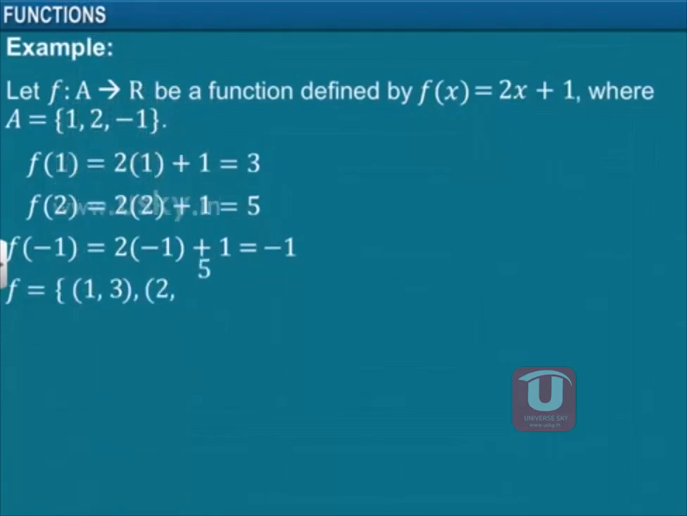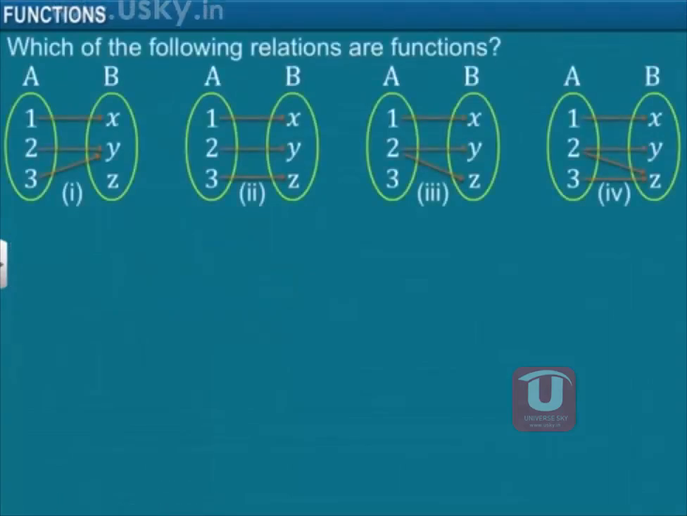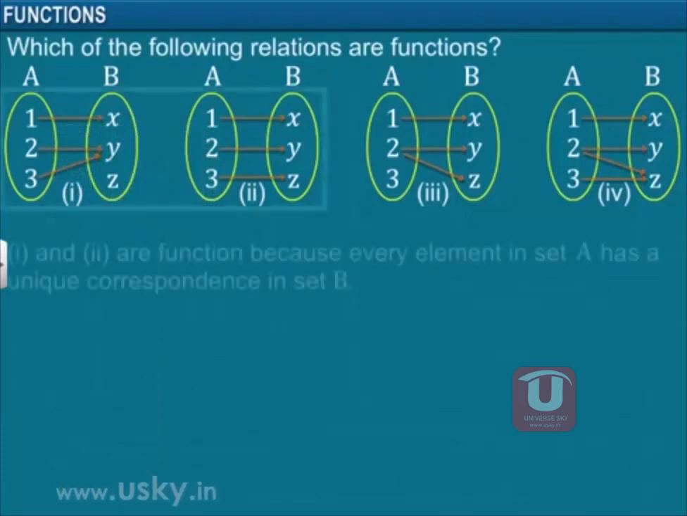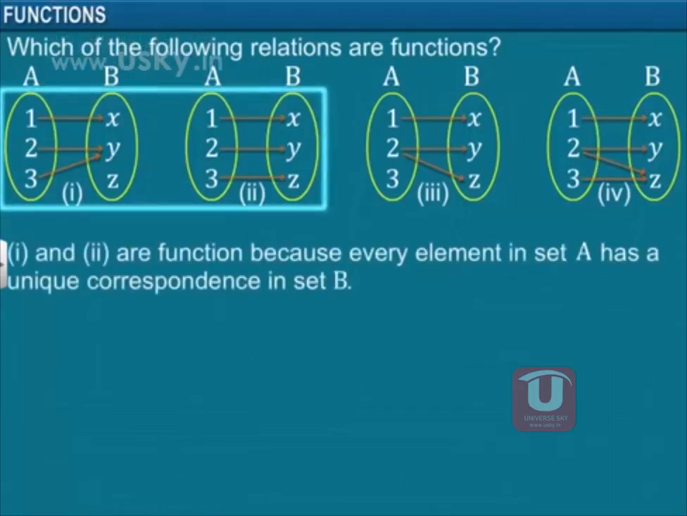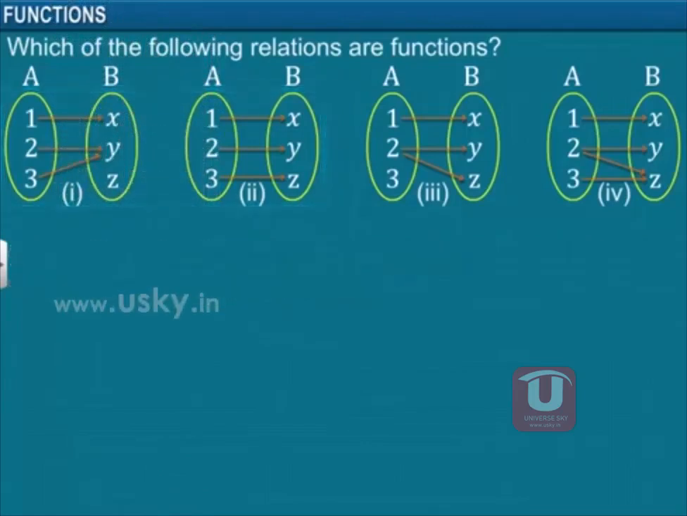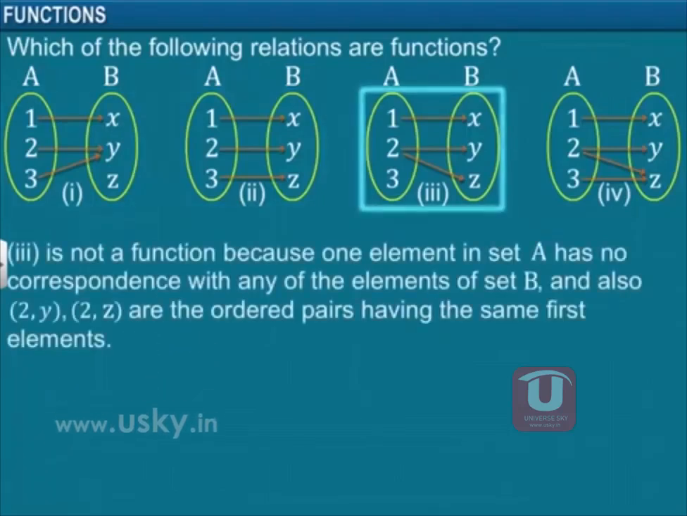Let's now consider some more examples in which we are given arrow diagrams of some relations. Let's check which of them are functions. In these examples, 1 and 2 are functions because every element in set A has a unique correspondence in set B. However, 3 is not a function because one element in set A has no correspondence with any of the elements of set B. And also, (2, y), (2, z) are the ordered pairs having the same first elements.